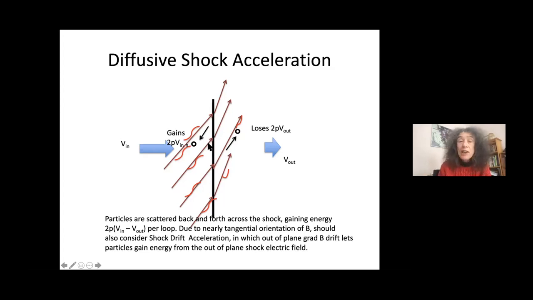So this is the plane of the fluid and the magnetic field, and so the motional electric field, V cross B, is perpendicular to the plane of the screen. So in order for particles to pick up energy from that electric field, they have to be drifting out of the screen themselves. So there can be a non-zero V dot E. And this can happen because the magnetic field has a gradient. It's stronger here than it is over here. And so shock drift acceleration has been studied a lot in the solar system. It's also been simulated, and it may be an important process here.